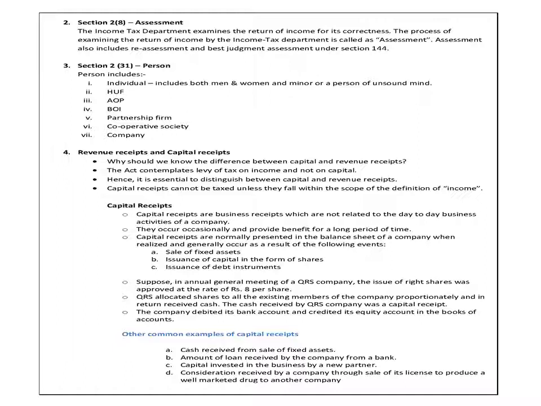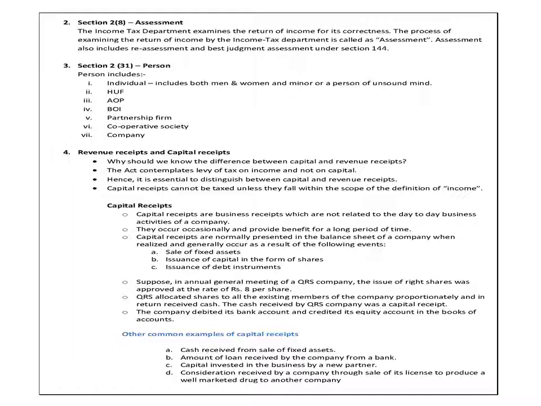Hence, the tax will not be levied on such capital receipts. Do you understand? Capital receipts are business receipts which are not related to day-to-day activities. They occur only sometimes, occasionally. Sale of fixed asset, issuance of capital, that is issue of shares, issue of debentures, are all your capital receipts. I gave you an example also.